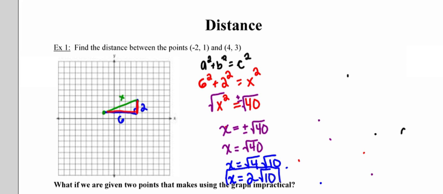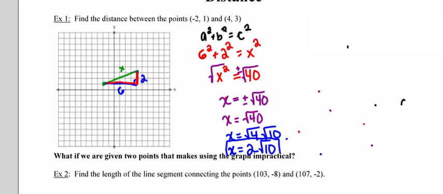Now this strategy, the Pythagorean theorem, works very nicely for us here on this graph. But let's consider the circumstances where we're given 2 points that make the graph impractical, such as what we're given here in example 2. I don't want to draw a graph that's 103 units long or 107 units long in order to graph those 2 points. So in that case, we have something called the distance formula.